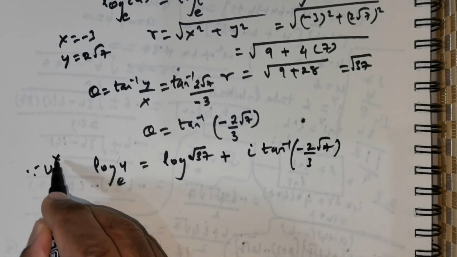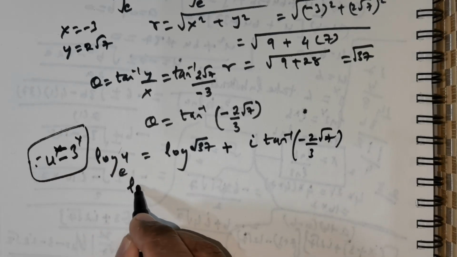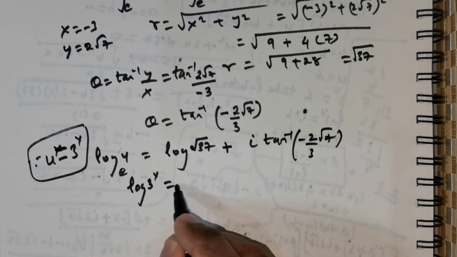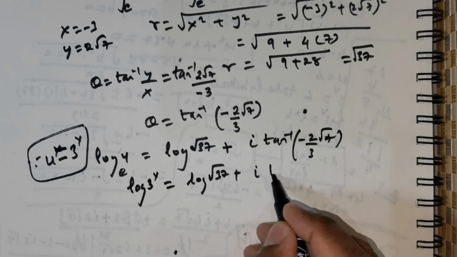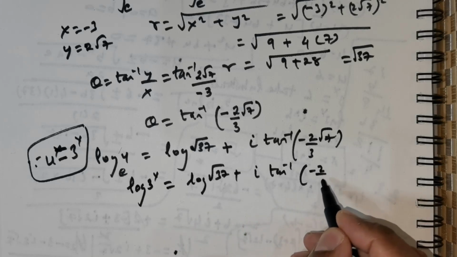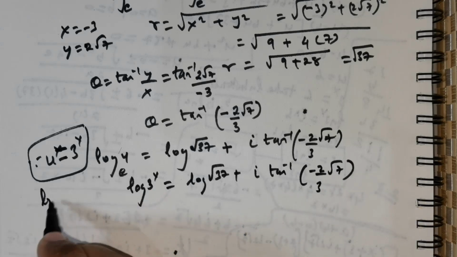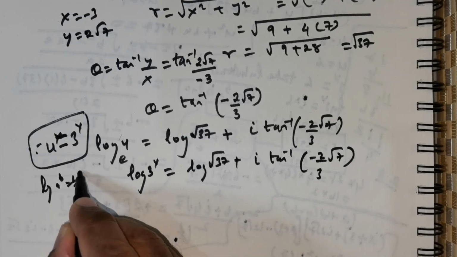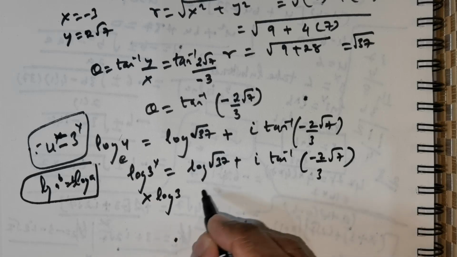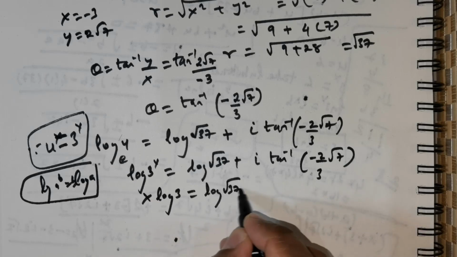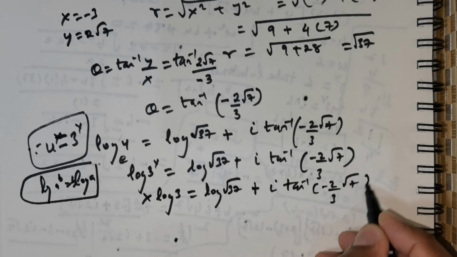Now u is equal to 3 raised to the power of x. We are looking for values of x. So this is going to be log of 3 raised to the power of x equal to log root of 37 plus i times tan inverse of negative 2 root 7 over 3. Now log of a raised to the power of b is equal to b times log a. So this is x times log 3 is equal to log root of 37 plus i times tan inverse of negative 2 root 7 over 3.